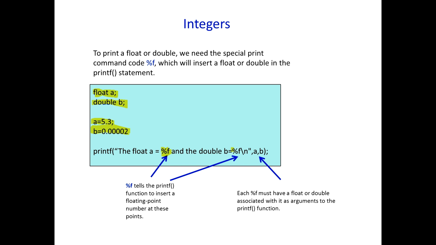Well, which floating points? Associated with the first print command will be A, and with the second will be B. So A is going to get printed out there, and B is going to get printed out there. And so when this gets printed out, it will say the float A equals, well, A is 5.3, and the double B equals, and it'll print out 0.0002.